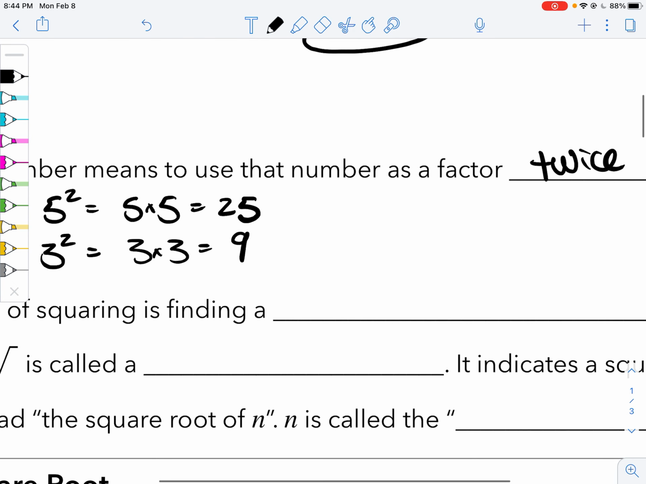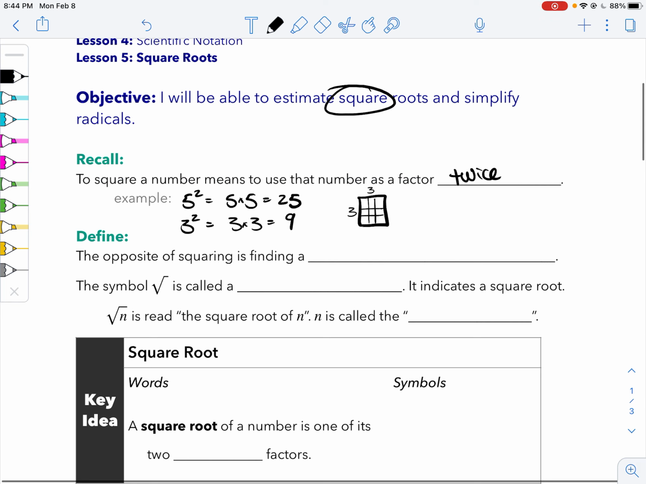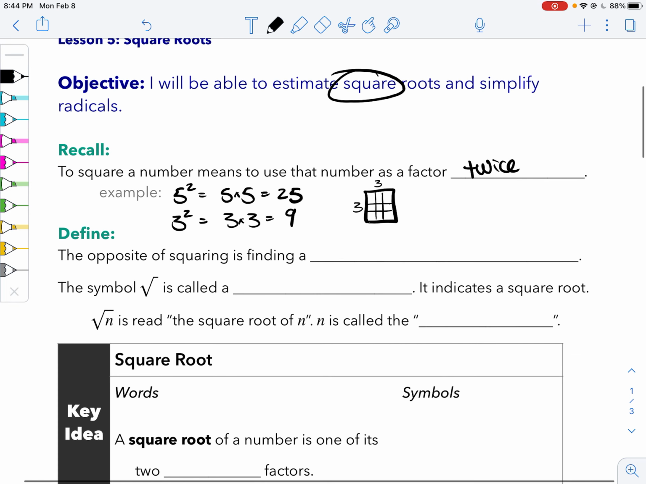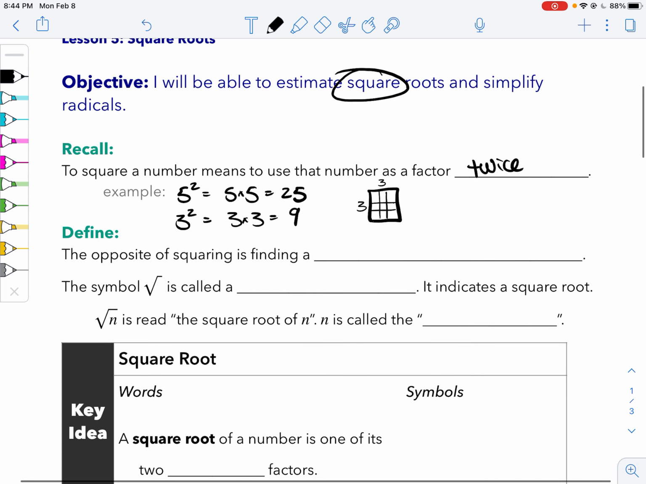The idea being, if you have a square with that length, like if it's a 3 by 3, how many units is inside of that? There are 9 little guys inside there. 3 times 3 is 9, because you make a square. Okay, anyway. So if you want to go backwards, the opposite of a square is finding a square root.